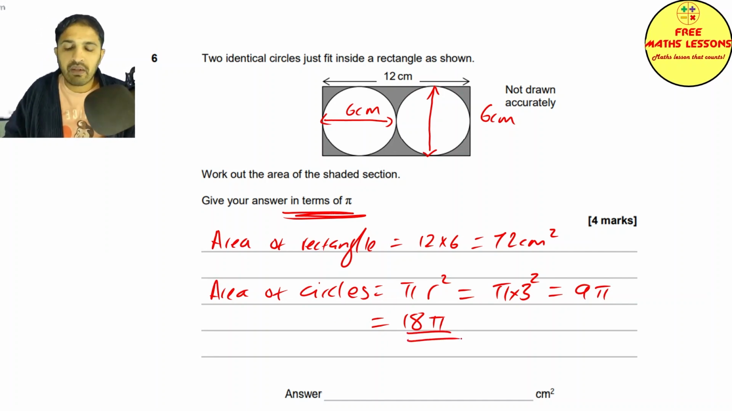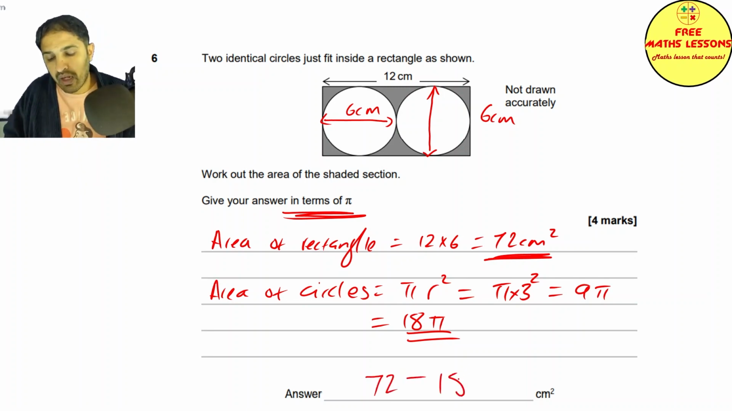So if you want to work out now the area of the shaded parts, we need to do 72 take away 18 pi. And we've been asked to leave our answer in terms of pi. So we're doing 72 take away 18 pi. And that's the 4 mark question done. I could go on longer, but this is it. Okay. Go through the next part.